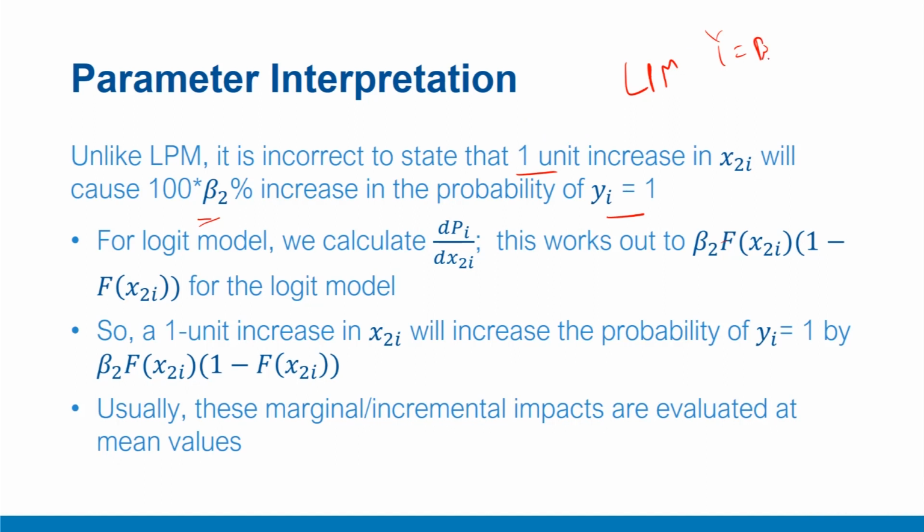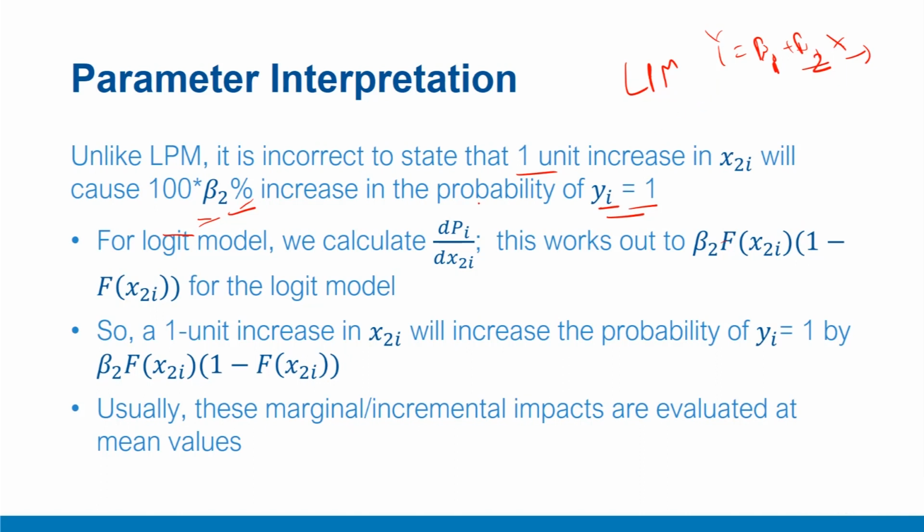yi equal to beta naught plus beta 1 x. In case of linear probability modeling, we said that this beta 1 is nothing but a 1 unit increase in xi will result in beta 1 into 100 percentage increase. Rather, I should write it as beta 2 and this as beta 1. So 100 into beta 2 times percentage increase in probability of yi equal to 1.